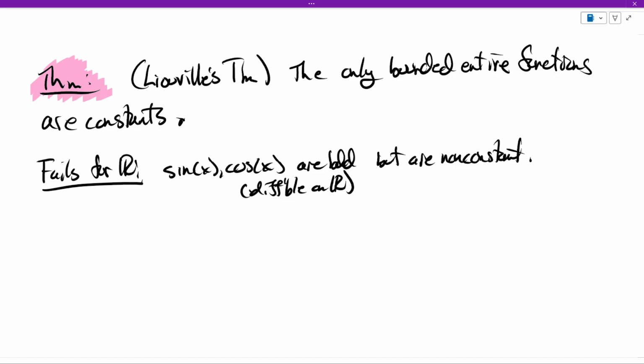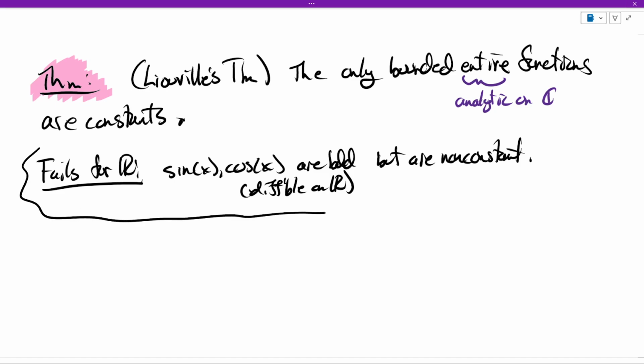But they're certainly non-constant. Okay, so what Liouville's theorem is saying is that in C, if you have an analytic function on all of C, so that's it. This is analytic on all of C, differentiable on all of C, that is bounded, then it must be constant, which is pretty wild.